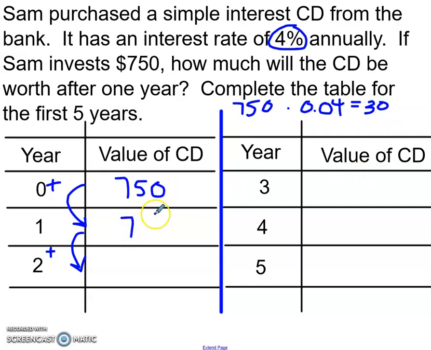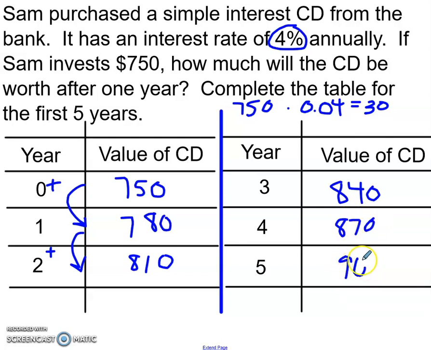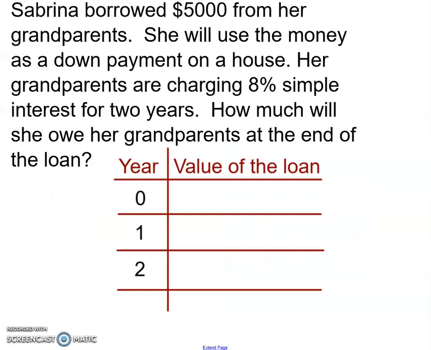So that means that year 1, the CD is now worth $780. At year 2, we're going to add another $30, so we're at $810, and then continue again to get the next answers by continuing to add 30 each time. So at year 5, the CD is now worth $900.